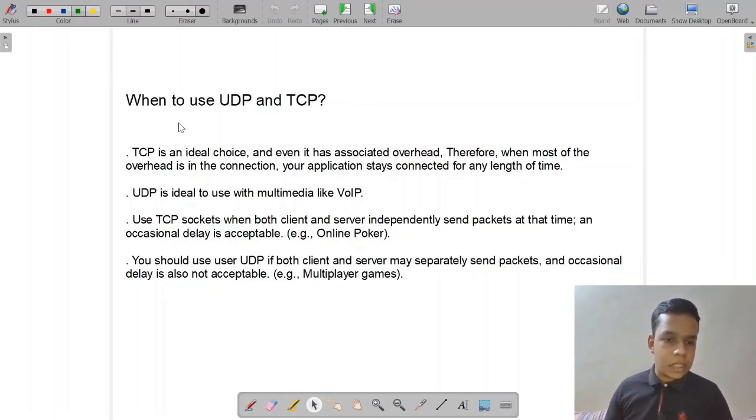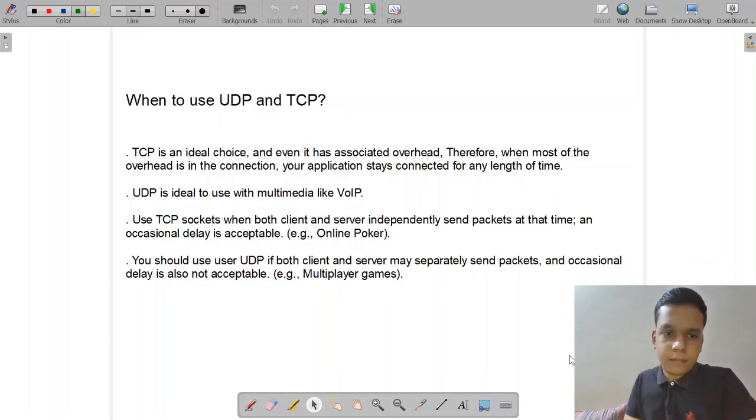Then we can use TCP sockets when both client and server independently send packets and occasional delay is acceptable. That is the case of online poker. Then you should use UDP if both client and server may separately send packets and occasional delay is also not acceptable, as in the case of a multiplayer game.